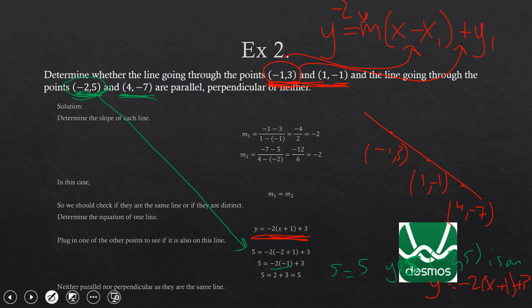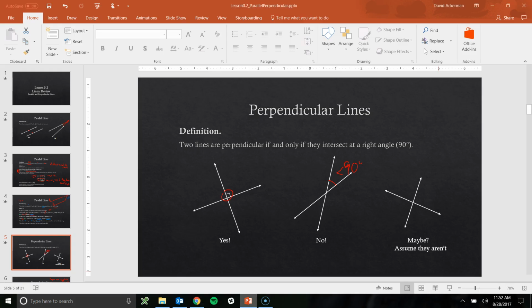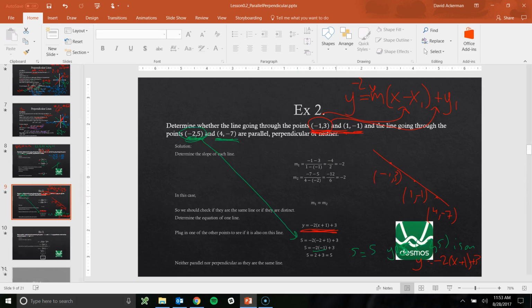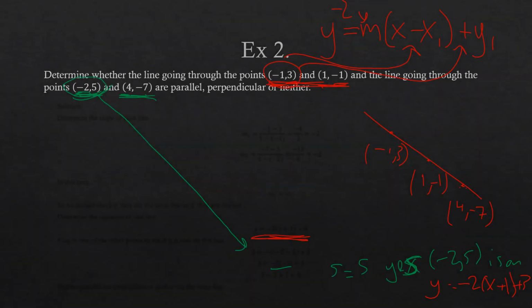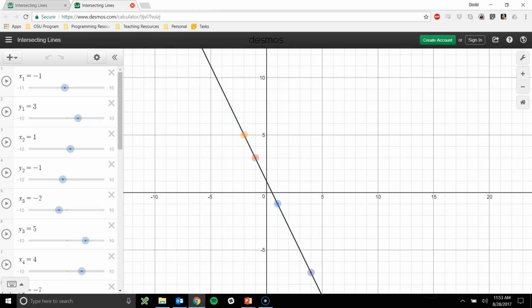And let's go ahead and look at a Desmos app. Uh-oh. This is going to take me out of my... Let's go back into here. Desmos app. There we go. And you can see that these 4 points are all actually on the same line. And so they're not parallel, they're not perpendicular, it's neither.